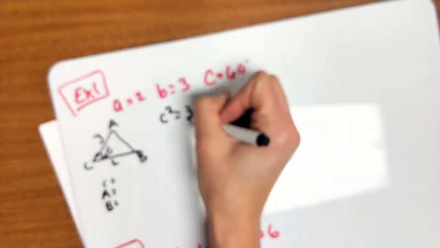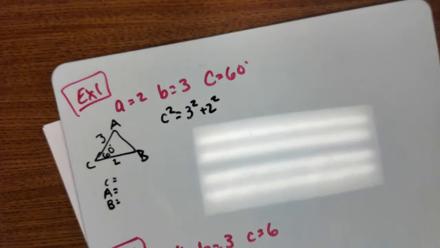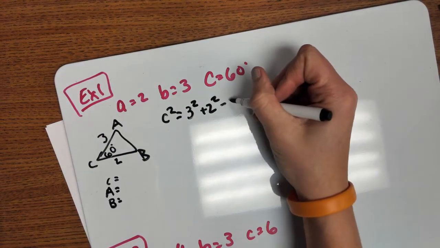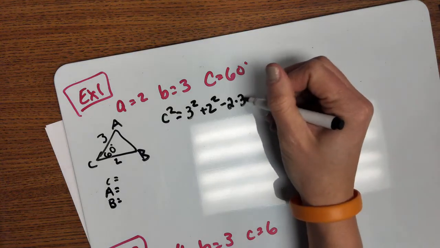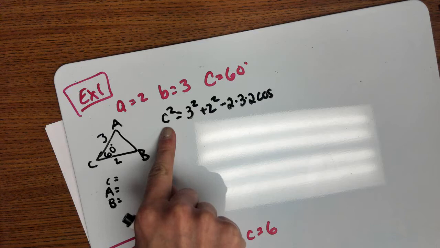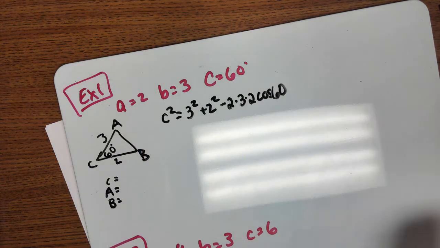C squared is equal to the sum of the other two sides squared, so 3 squared plus 2 squared. That's the Pythagorean, but I always remember it because it's not a right triangle, so then we have to do a little something extra to it. So we subtract 2 times these two sides repeated every single time, times cosine of the angle that side is starting with. So we're looking for side C, that means we have to take cosine of 60.